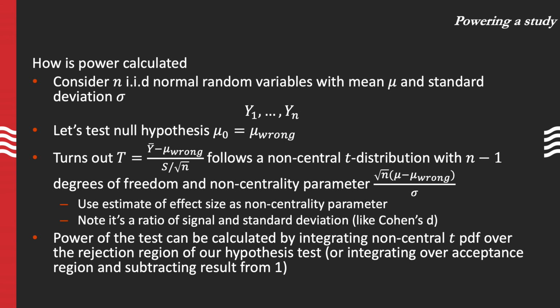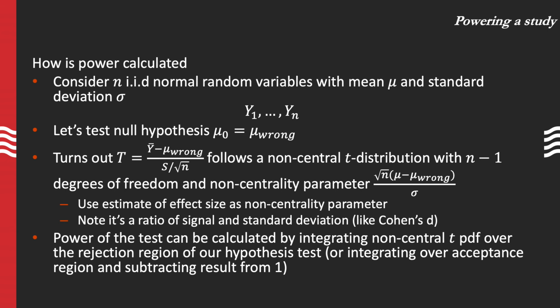Turns out that the quantity t, defined by the sample mean minus mu wrong over s over root n, follows what's called a non-central t distribution with n minus 1 degrees of freedom and a non-centrality parameter equal to root n times mu minus mu wrong over sigma. Don't worry about the details of that. All that matters is that we know how t is distributed given the number of measurements n and given mu minus mu wrong over sigma. And mu minus mu wrong over sigma is just Cohen's d or Hedges' g, or if you give me an estimate of mu minus mu wrong over sigma, that is what I need to do a power analysis.